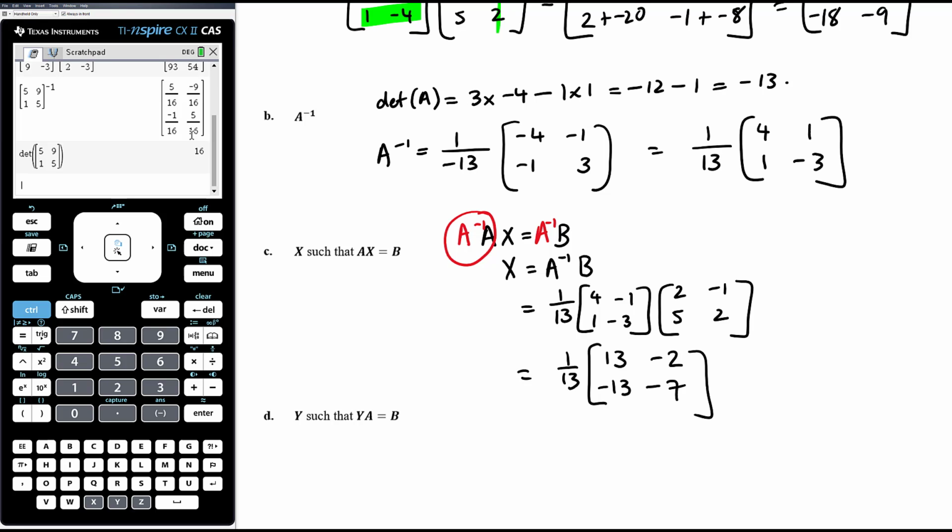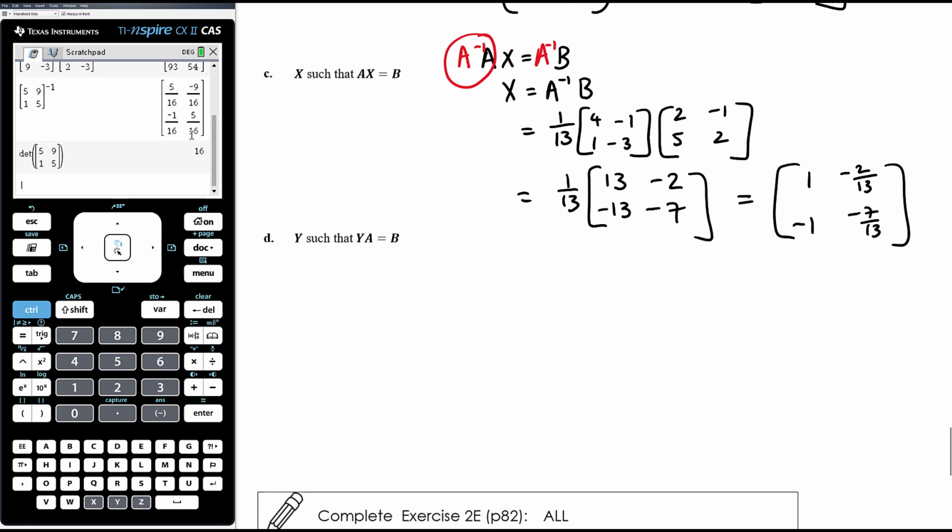So you can leave it as that, or you can multiply the 1/13 in, so that you get 1, -2 on 13, -1, -7 on 13. Either of those is fine.